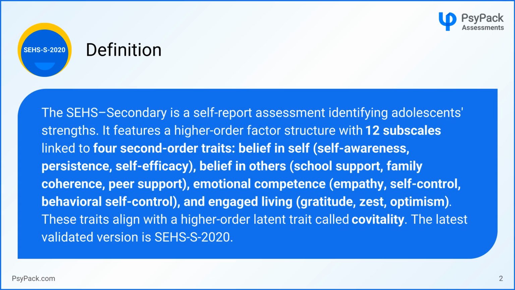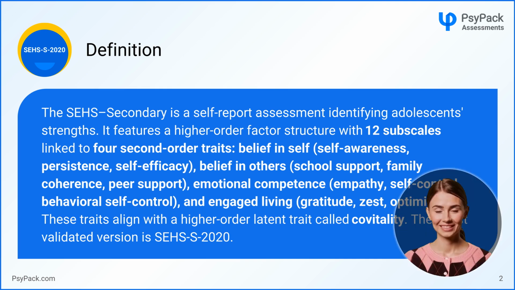Let's start by defining what the SEHS-S-2020 is. It's a self-report assessment designed to identify the strengths of adolescents. The survey is built on a fascinating concept called co-vitality. Co-vitality refers to the positive mental health that emerges when multiple psychological strengths work together in harmony. Think of it like an orchestra, where individual instruments sound nice, but the combined music is far more powerful and beautiful. The principle here is that the whole is truly greater than the sum of its parts.